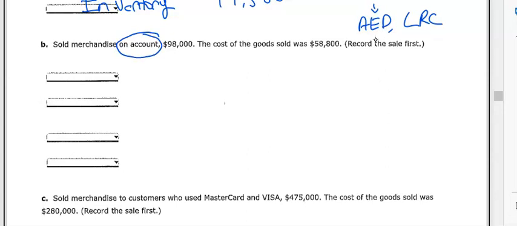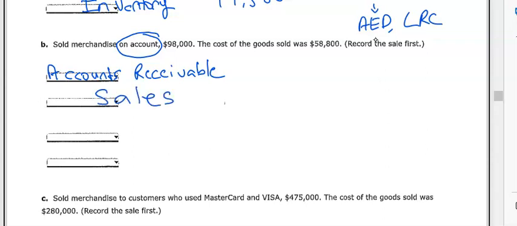So instead of debiting the asset named cash, we debit the asset named accounts receivable. All right, and we got that again by making a sale. So that's sales. That's our revenue account. They told us that we made sales of $98,000, so we're going to debit accounts receivable for $98,000, credit sales for $98,000.